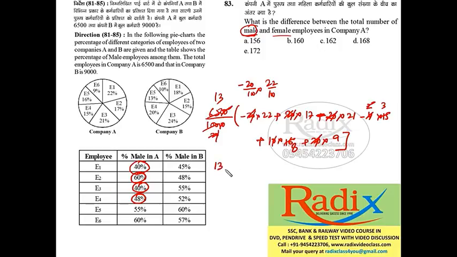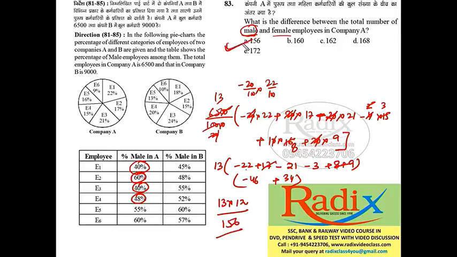So we have 13 into minus 22 plus 17 minus 21 minus 8, 9, 17, this is 34 positive, and minus 22 and 21, this is minus 46, so this is 13 into minus 12. So we have discussed that we will neglect this minus. This would be 12 into 13, 156. Answer is A option.